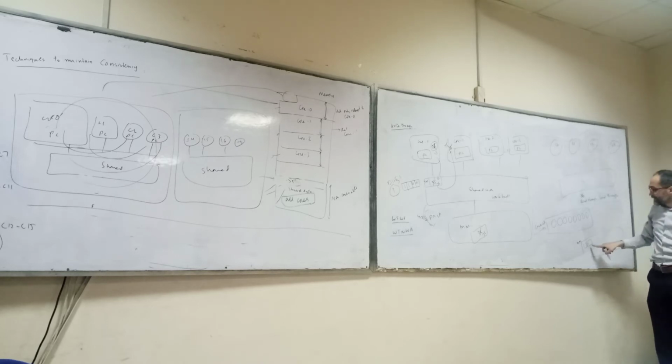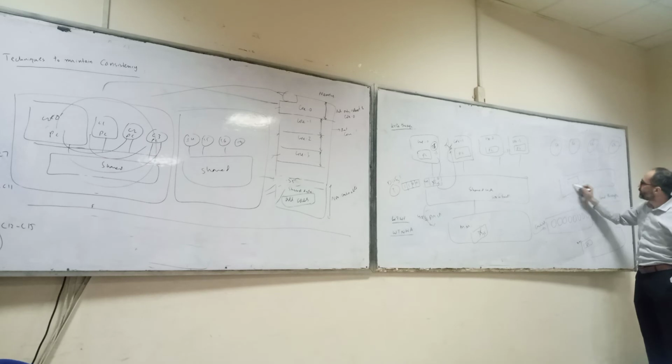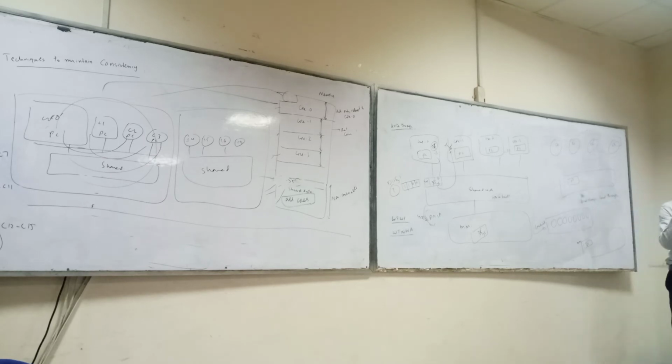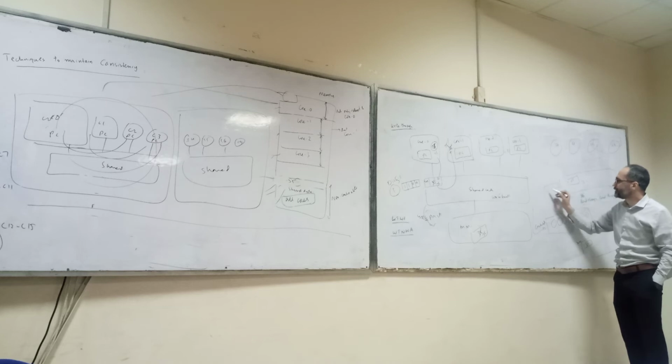65. This 65 will be put in the shared cache. Now what should we do? We should update which vector? The sharing vector. What will be the value of the sharing vector? 0 1 1 0 0.